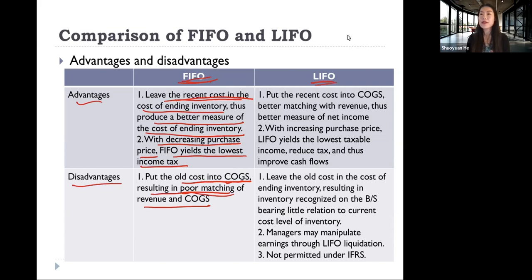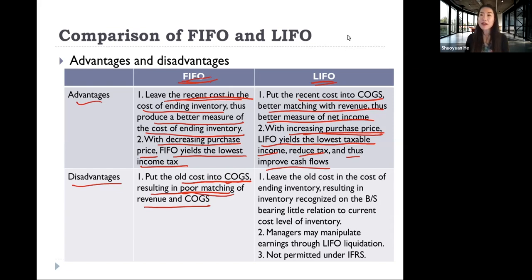Versus if we're using LIFO, last in, first out, we put the recent cost into cost of goods sold. So what goes out are the most recent costs. So it produces better matching with revenue. That's a better measure of net income. But with increasing purchase price, which is usual in society because we have a little bit of inflation, the price tends to go up over time. So with increasing purchase price, LIFO yields the lowest taxable income, so it reduces tax and thus improves cash flows. So this is the advantage of LIFO.